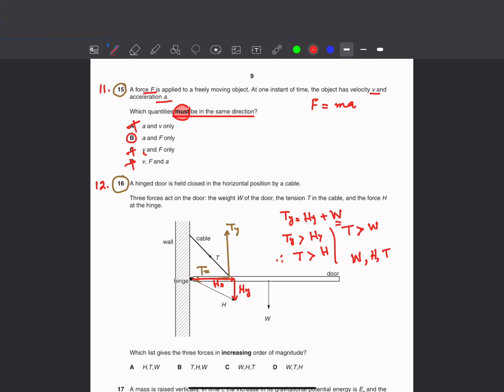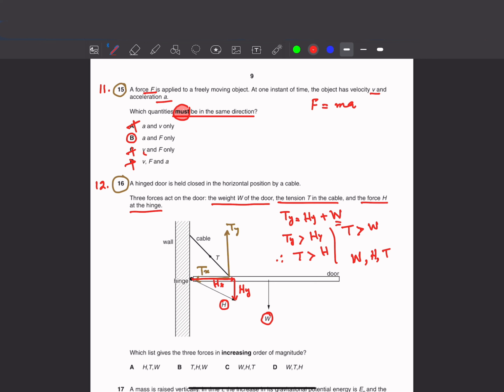Here a hinged door is held closed in the horizontal position by a cable. So here you have a cable, and you have the other forces: the door has a weight which is acting downward, and the hinge gives a reacting or contact force from the wall. So these are a few forces. Three forces act on the door: the weight W of the door, the tension T in the cable, and the force H at the hinge. So this is what we have.